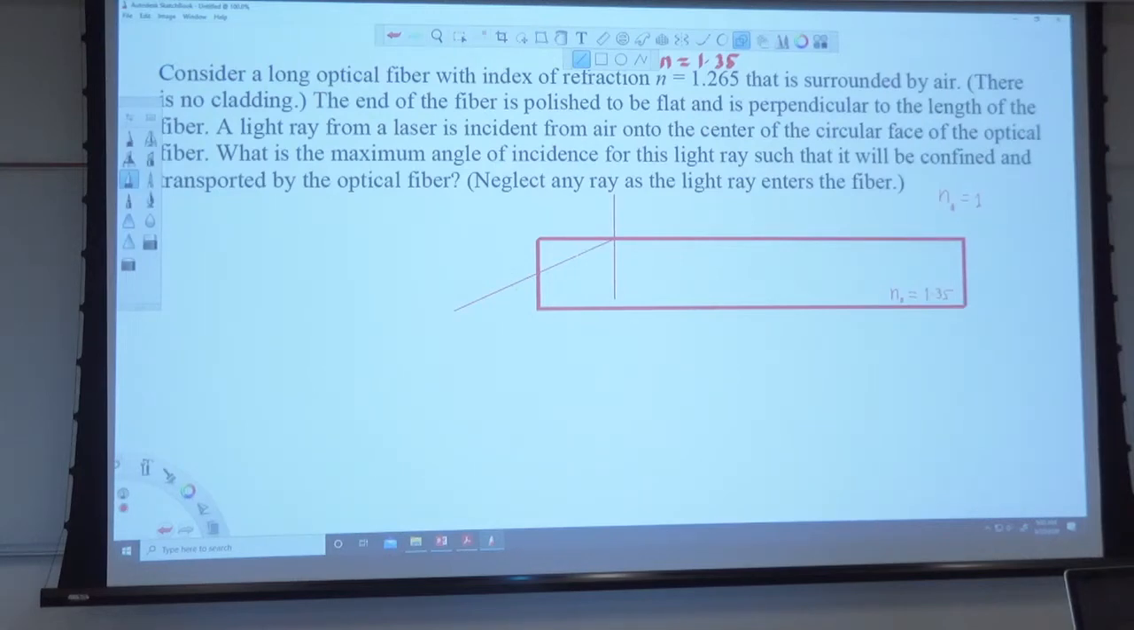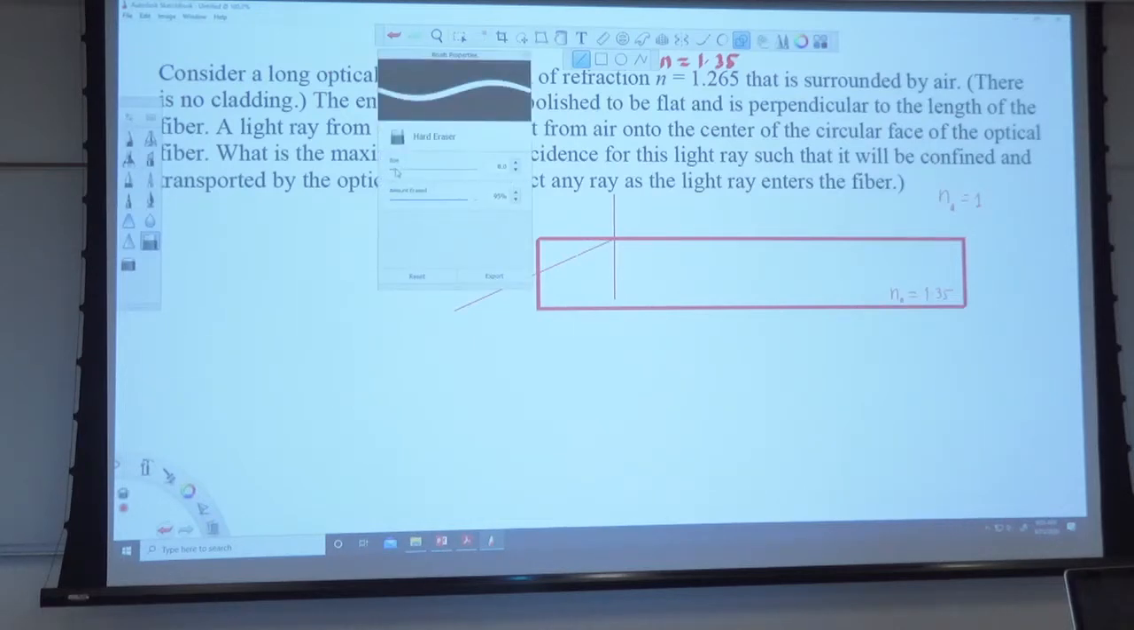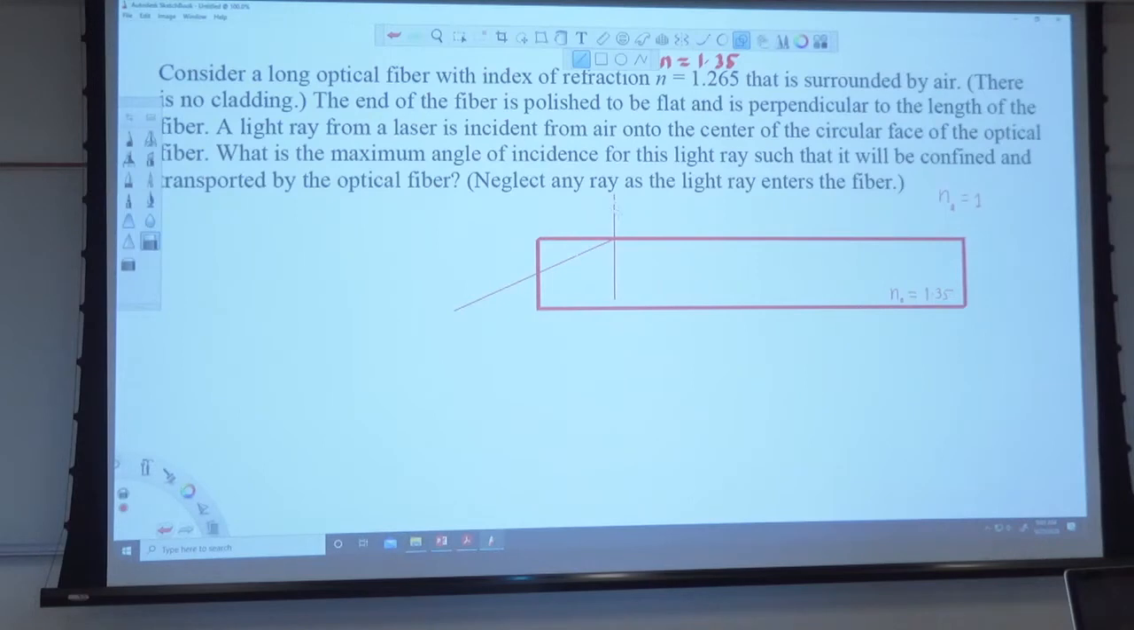And again, angle is always measured in reference to the normal, so we usually draw a dashed line for the normal. So here's the dashed line for the normal. Now if this angle of incidence, theta I, or I can call it theta 1, is less than the critical angle, if theta 1 is less than theta c, then it will be refracted in air. Okay? It would go like that.